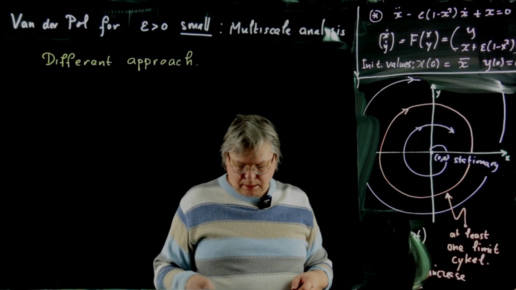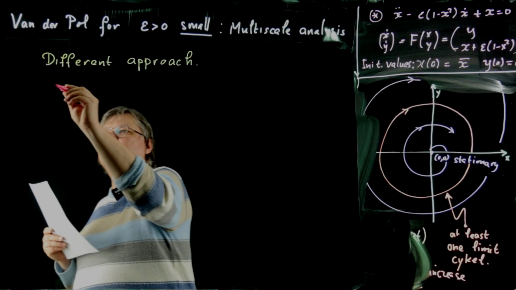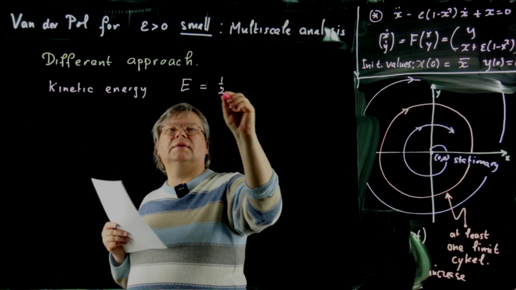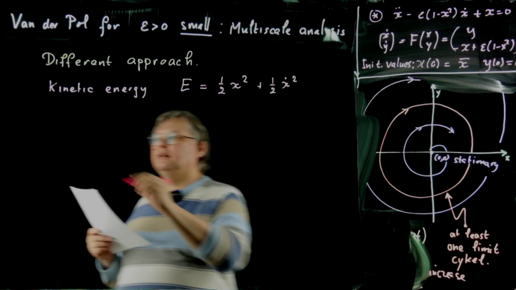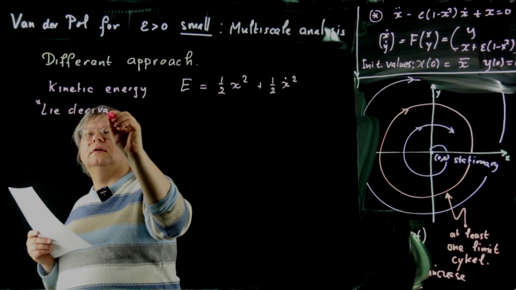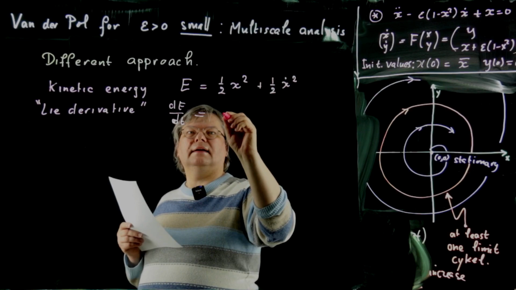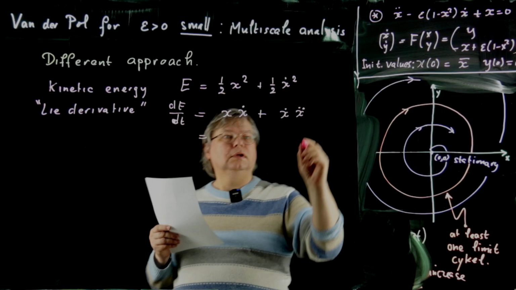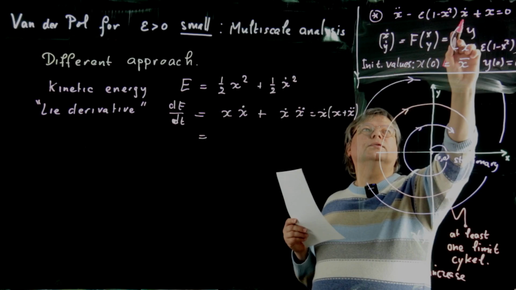Okay, I promised a different approach, which is a bit less computation. So let's say we have the kinetic energy, let's call it E, and assume that this is x squared plus x dot squared, the whole thing divided by 2. And then we can compute the Lie derivative, which is basically the time derivative of this quantity E, and that is simply x times x dot plus x dot x double dot. Okay, so here we can pull an x dot outside the brackets, and we get x plus x double dot there, and that's also here, that is this plus this.